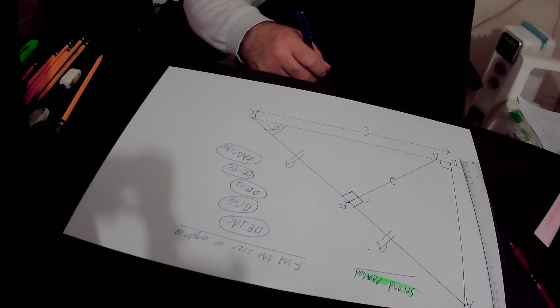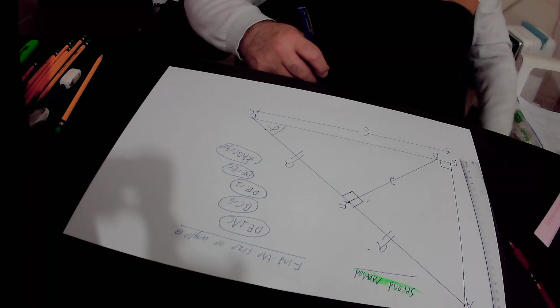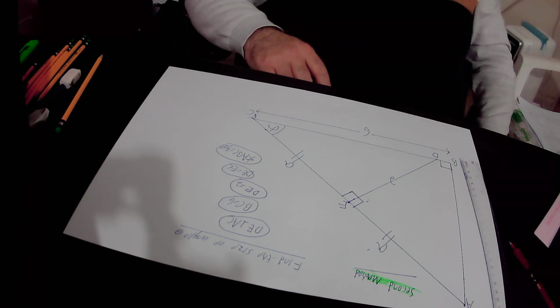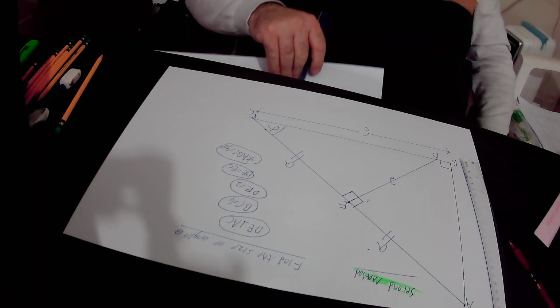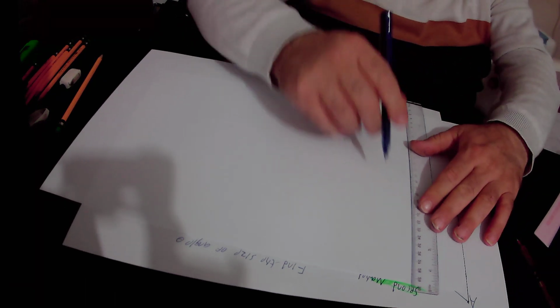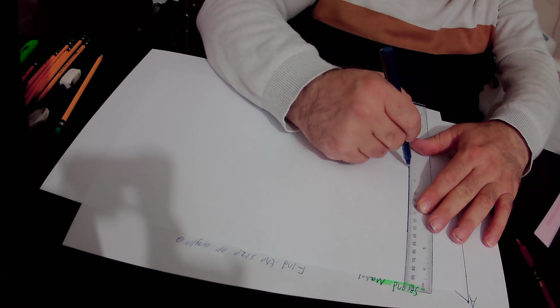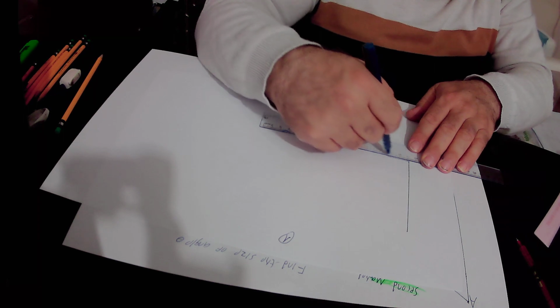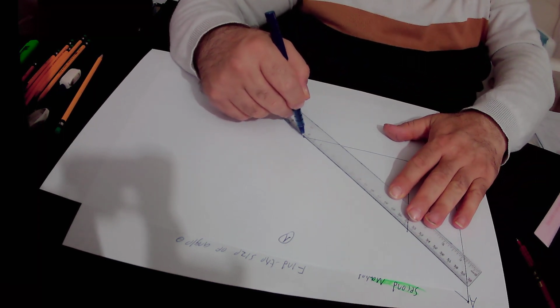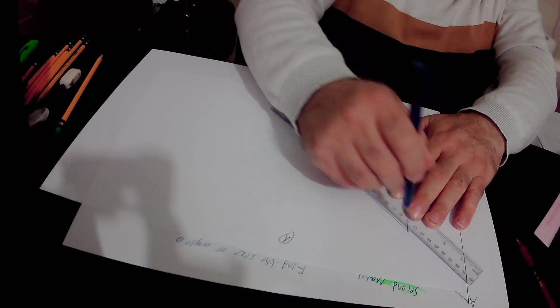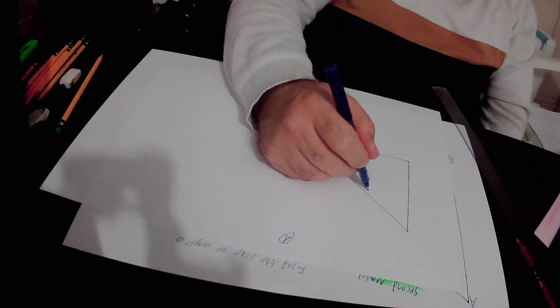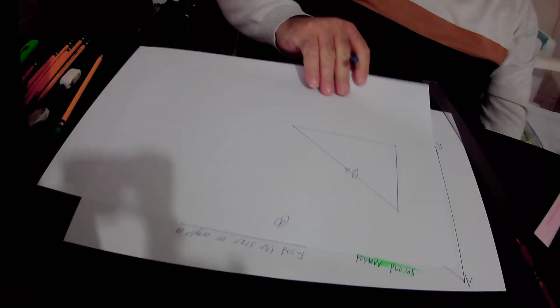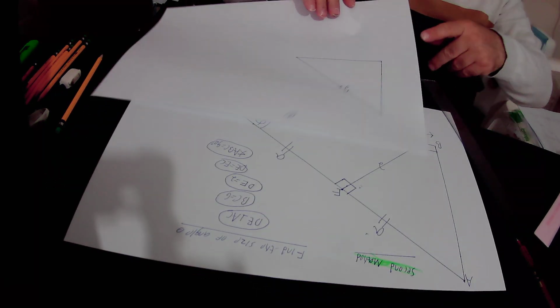And here, cosine alpha, in the right triangle ABC, we have the right triangle ABC. The hypotenuse is equal to A plus A, that is 2A.